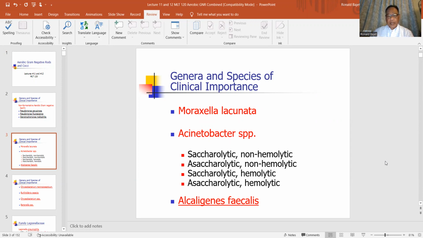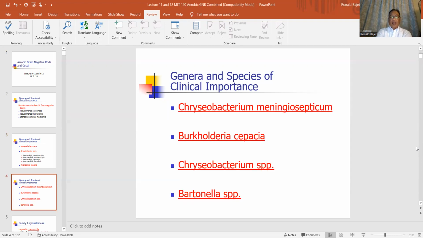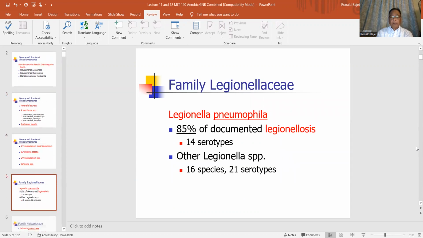Acinetobacter species is another non-fermentative gram-negative rod. It utilizes carbohydrates differently. It definitely does not ferment. Alcaligenes faecalis is another non-fermentative gram-negative rod. I'm going to talk about Chryseobacterium meningosepticum, Burkholderia cepacia, Bartonella species. There are several Bartonella species that cause trench fever, etc. And another type of cat scratch fever.